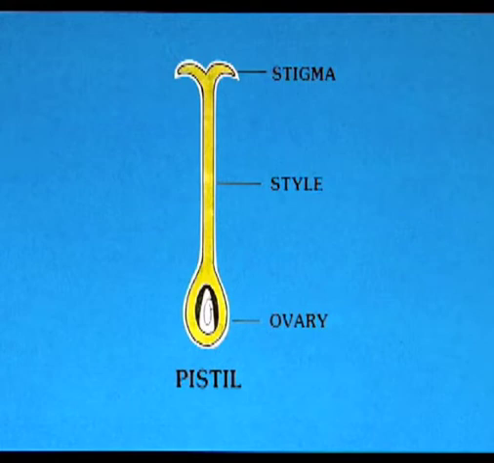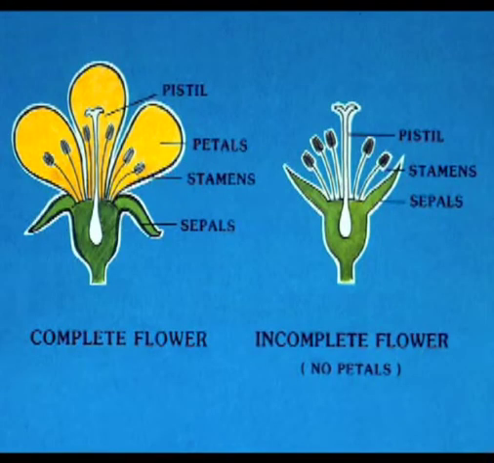Pistils are the female organs of the plant. They consist of a stalk, or style, a head, or stigma, and an ovary, which is the part containing the seeds in the angiosperms. Pistils may be either simple or compound. A flower with all four of these principal parts, stamens, pistils, sepals, and petals, is termed complete. If any one of these parts is missing, the flower is termed incomplete.